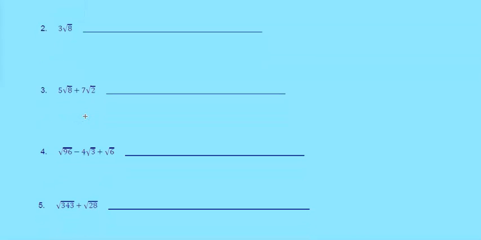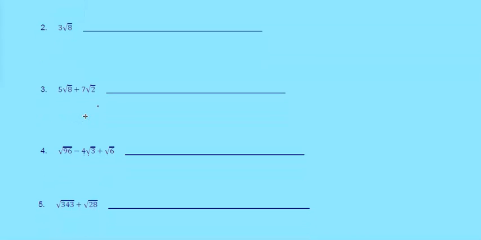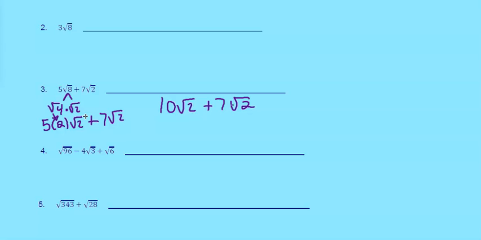Okay, let's look at number 3. 5 square root 8 plus 7 square root 2. The square root of 8 can be simplified. The square root of 8 is the same thing as 4 times 2. We have the square root of 4 times the square root of 2. So then we have 5 times 2 times square root 2. This square root 4 turned into a 2. And then we have plus 7 square root 2. So 5 times 2 is 10. So we have 10 square root 2 plus 7 square root 2. These are like radicals now, so we can add them together to get 17 square root 2.